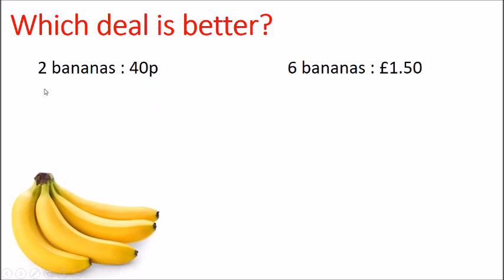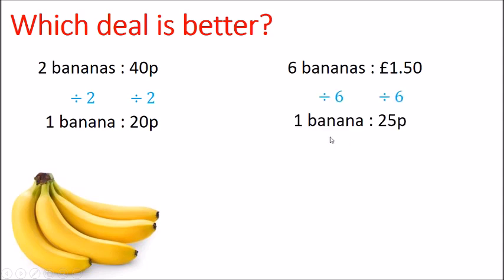Okay, next one. So 2 bananas for 40p or 6 bananas for £1.50. Well, finding the value of one banana is 20p. How do I get from 6 bananas to 1 banana in my second deal? We're dividing by 6, that tells me that 1 banana is 25p, just like before. So the first deal is better and it's easy to compare when the amount of bananas are the same.